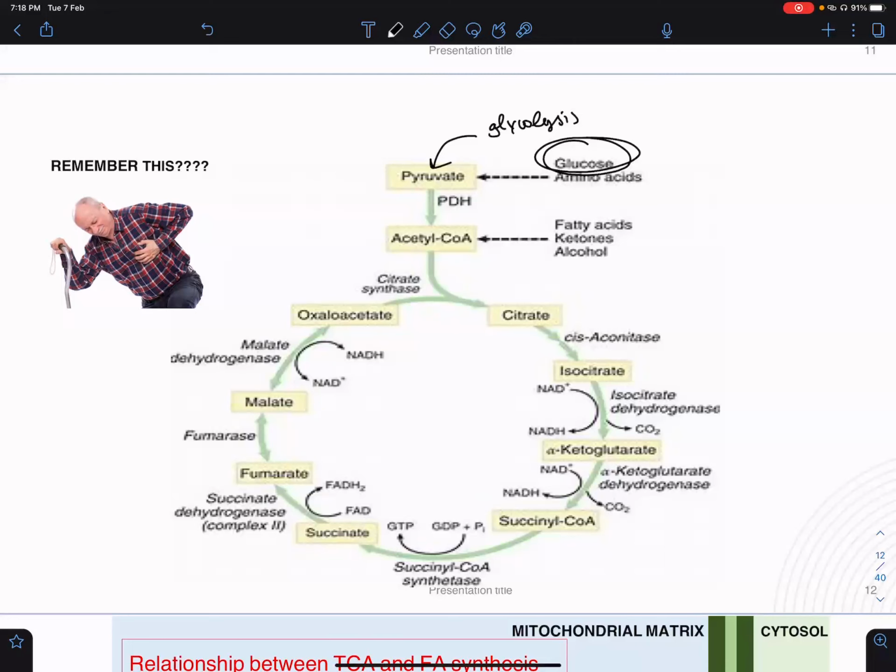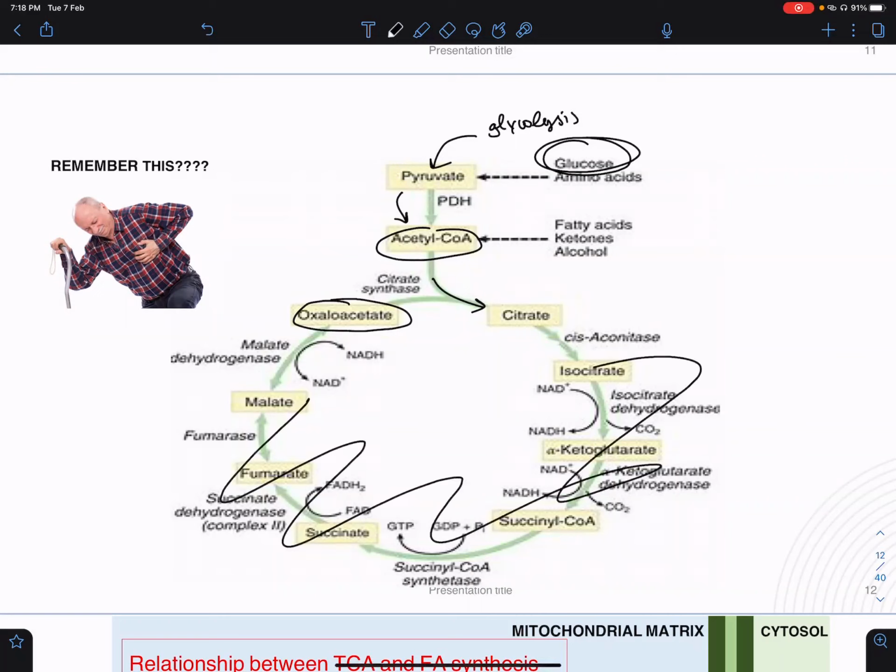Okay, so now that we have pyruvate from glycolysis, we need to enter the Krebs cycle. In order to enter the Krebs cycle, pyruvate first gets converted into acetyl-CoA. This acetyl-CoA combines with oxaloacetate to give you citrate. This is all I need you to remember from the Krebs cycle. All of this you can just remove from your mind. But in general, we need acetyl-CoA to combine with oxaloacetate to give you citrate.